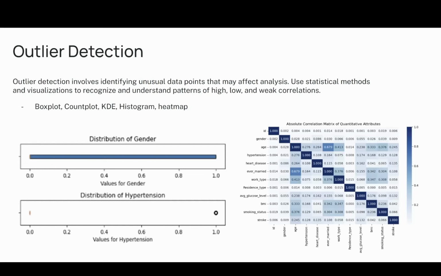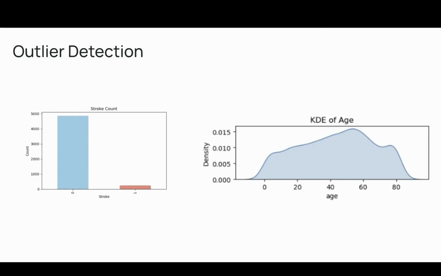From the heat map, we can quickly identify features with strong relationships. For example, age shows a noticeable correlation with average glucose levels and hypertension. These are a couple more of the outlier detections we use to find the number of patients with stroke and the age distribution among them.